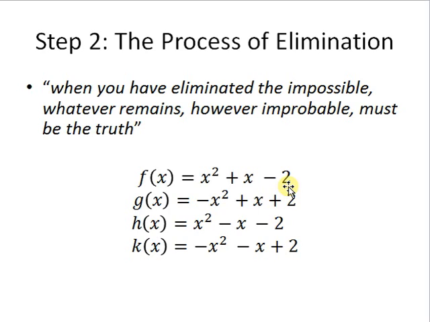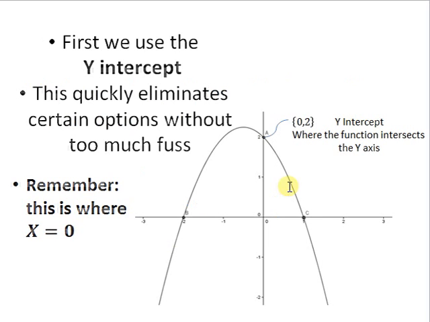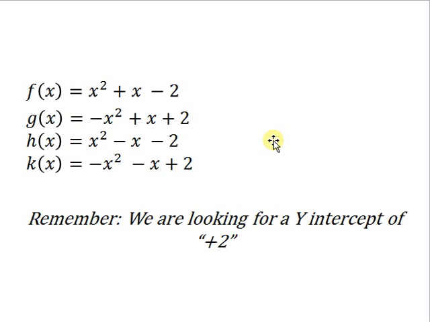So now that we've identified our main points, step 2 is process of elimination. So we're going to eliminate as many of the curves as we can step by step. So first we'll use our y-intercept. We'll see in a second why we do this first. It's easy. So we can see when x equals 0, y is equal to 2. So here's a list of our functions.